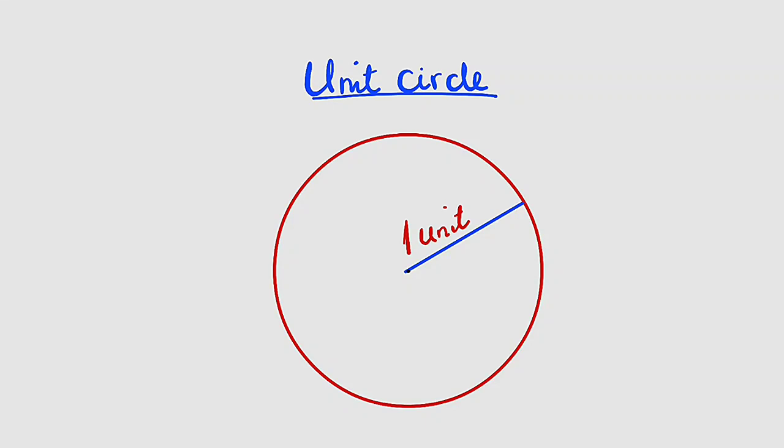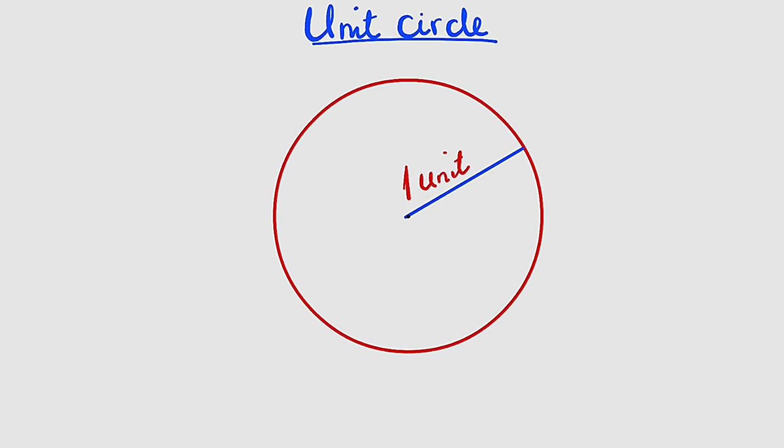Hello, good day viewers. In this tutorial we are going to talk about almost everything you need to know about a unit circle. So what is a unit circle? A unit circle is a circle of radius 1 unit, and this unit could be kilometer, centimeter, meter and what have you. So whenever you have a circle of radius 1 unit, for example 1 centimeter, then that circle is said to be a unit circle. It is as simple as that.